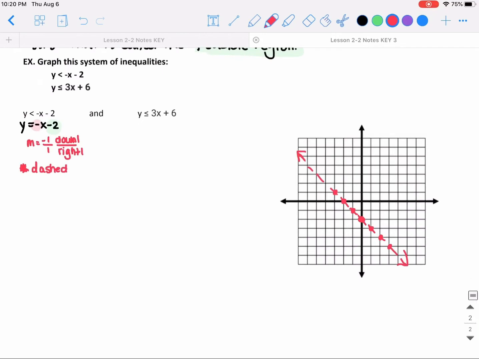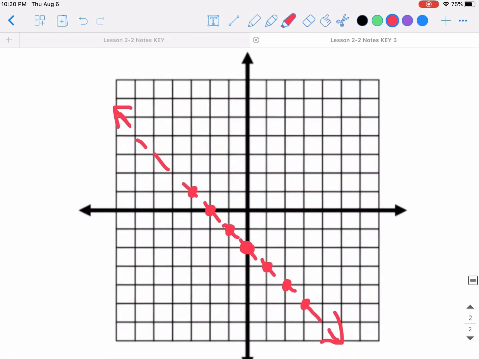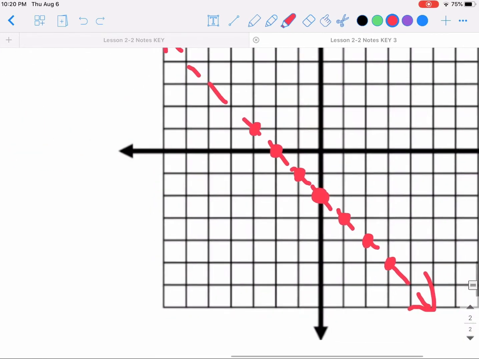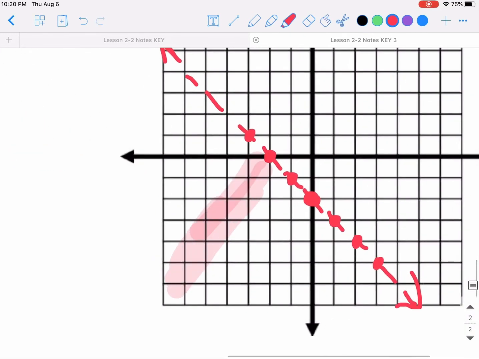All right, and now I'm going to shade. So I'm just going to do the shading for this before I move on to the next inequality. So I'm doing step 3 for this inequality first. I want to shade above this line, so I should be shading this direction. Wait, I'm so sorry. What was that inequality? Less than. I should be shading below. I should be shading below, not above, because it says less than. Okay.